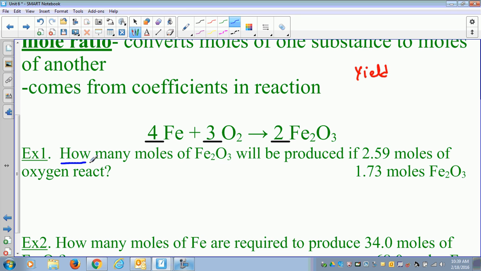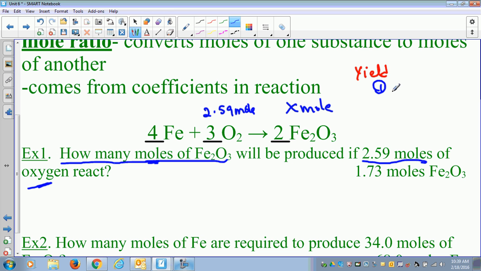So you are saying how many moles of Fe2O3. I want you to put X moles on Fe2O3, because you want to calculate the moles. If you have 2.59 moles of oxygen, you write 2.59 moles of oxygen. This is the first step. The first step is write the info. Take these notes. Write the info from the question above the equation.